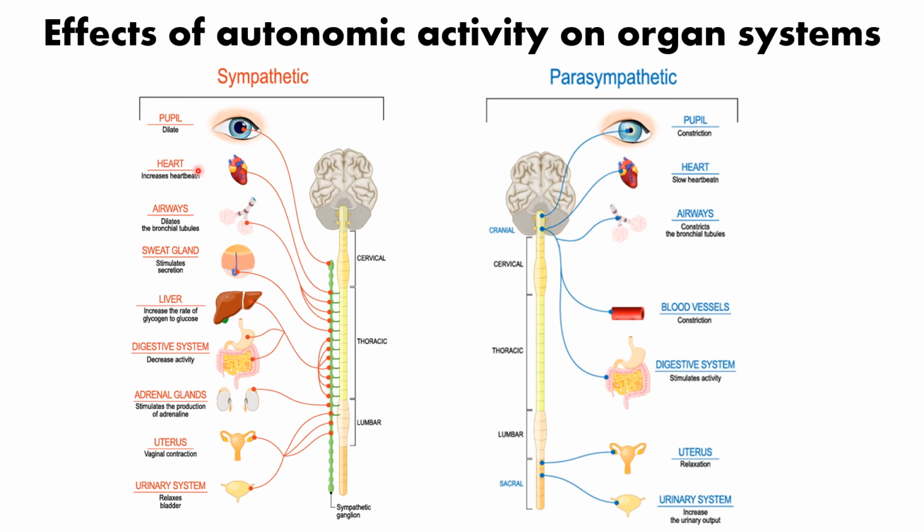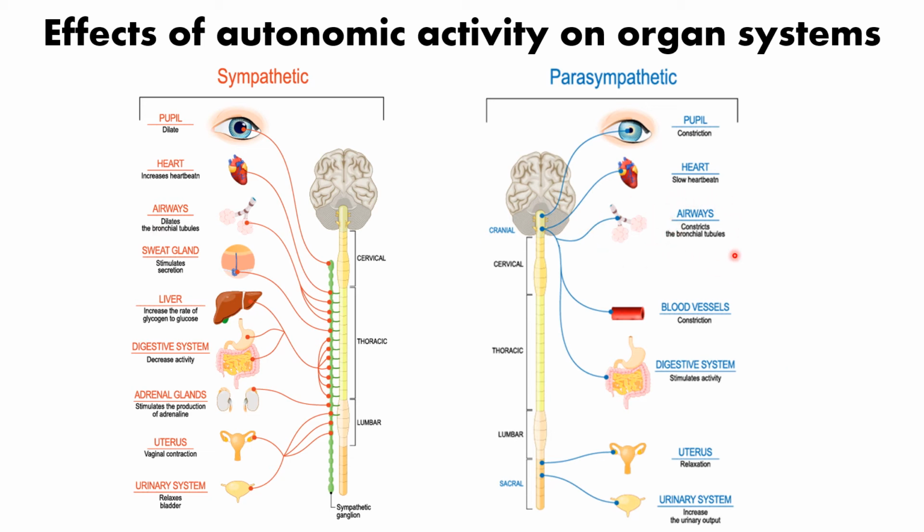Moving on to the airways, most specifically we're talking about the bronchioles here, so the bronchial smooth muscles. During the sympathetic response, the bronchial muscles, the bronchial tubules, dilate, and during the parasympathetic response, the bronchioles constrict.